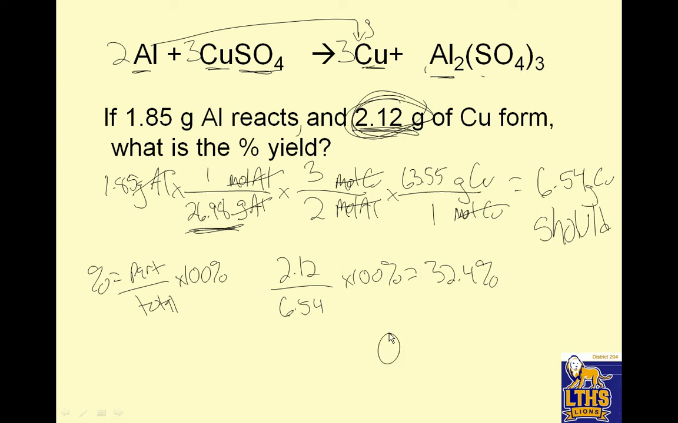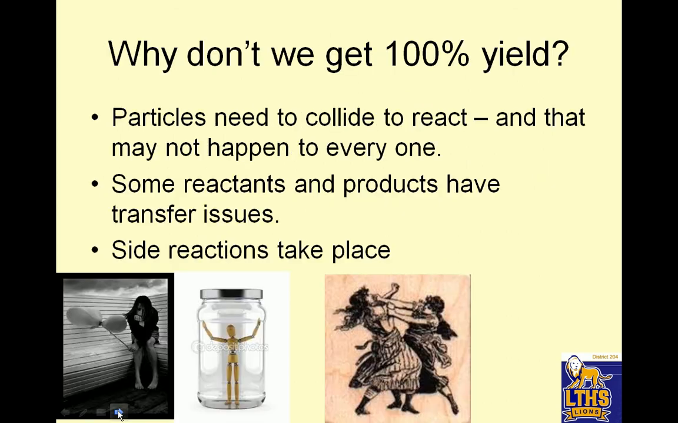Your percent yield will always range from 0 to 100. In theory, if you get more than 100% yield, then you know that you made a boo-boo. Why don't we get 100% yield? We shouldn't get 100% yield. This is expected. This is normal.